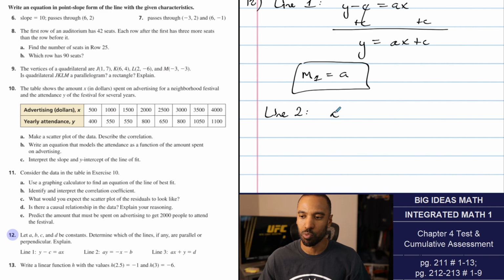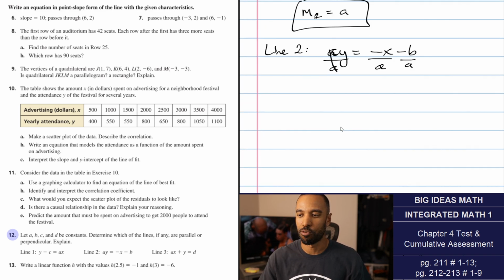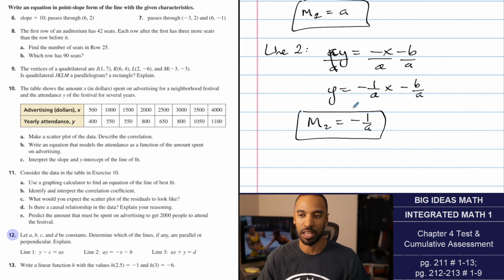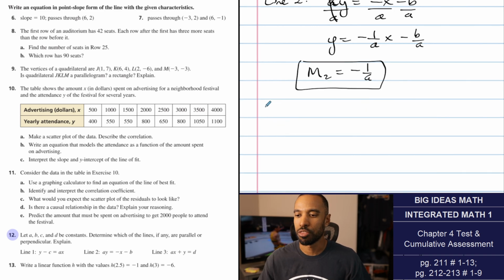Line 2 says a times y equals negative x minus b. To get y by itself here, we have to divide everything by a. We've seen this before, but let's see how good you are with this still. That's a negative 1x over a. So we can write it as negative 1 over a times x. That's the way we should write that, minus b over a. So the slope of this one is negative 1 over a. Slope of line 2, negative 1 over a, which is important in comparison to line 1. We'll talk about that.